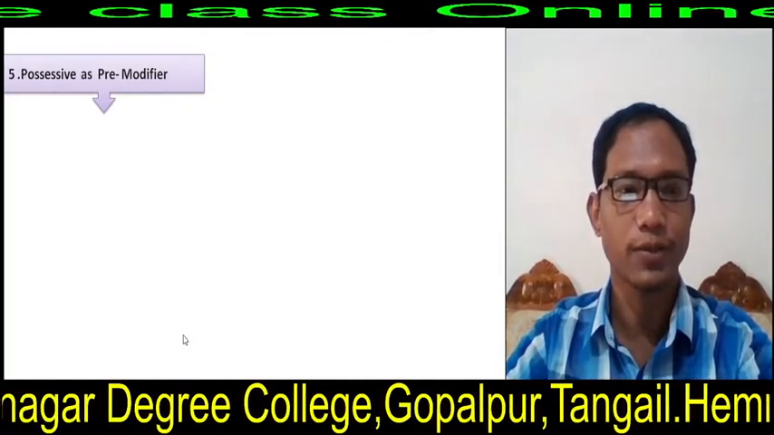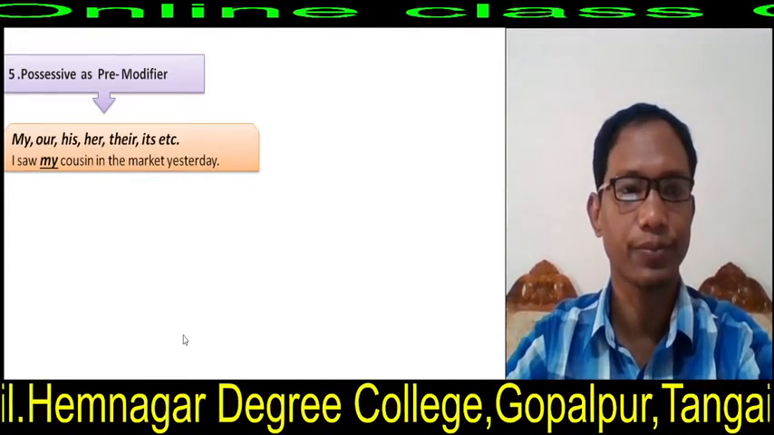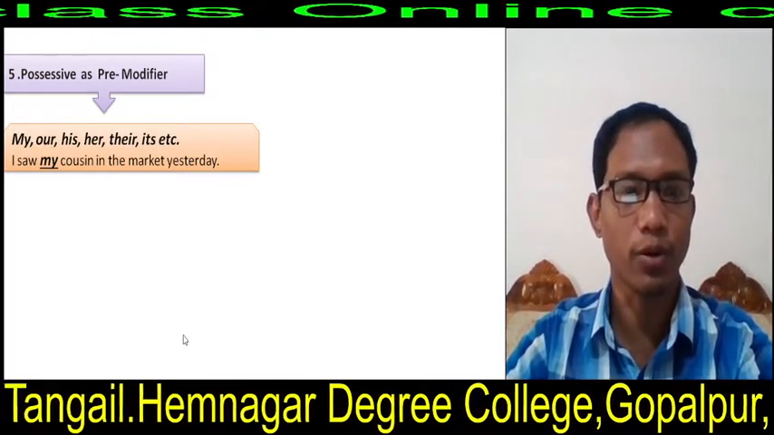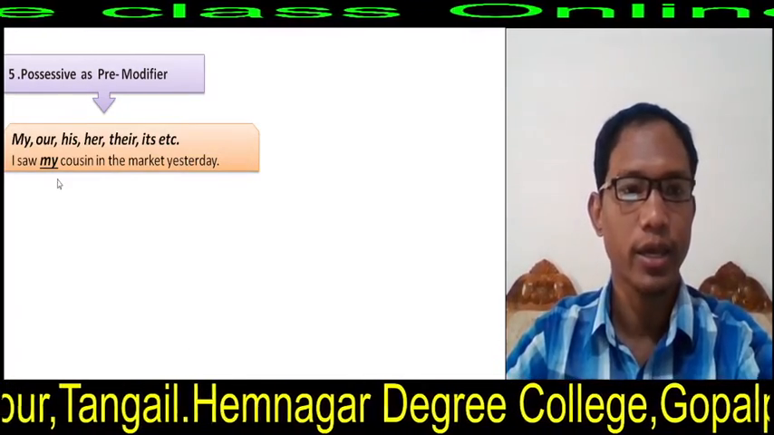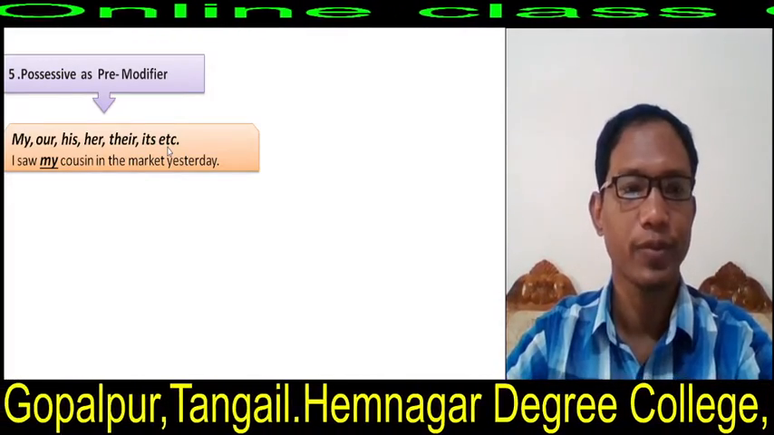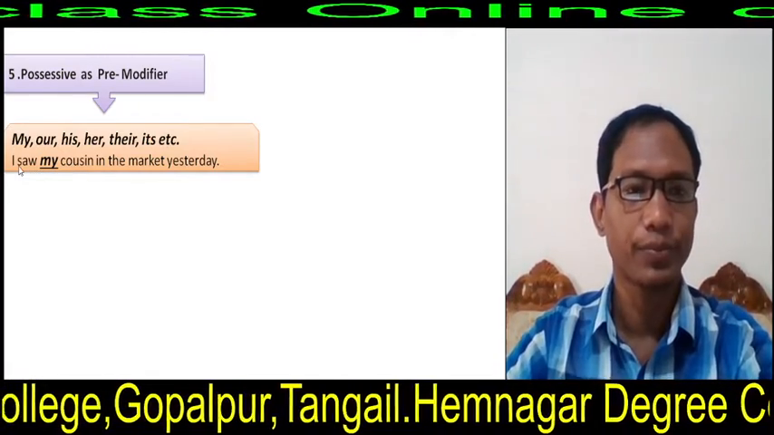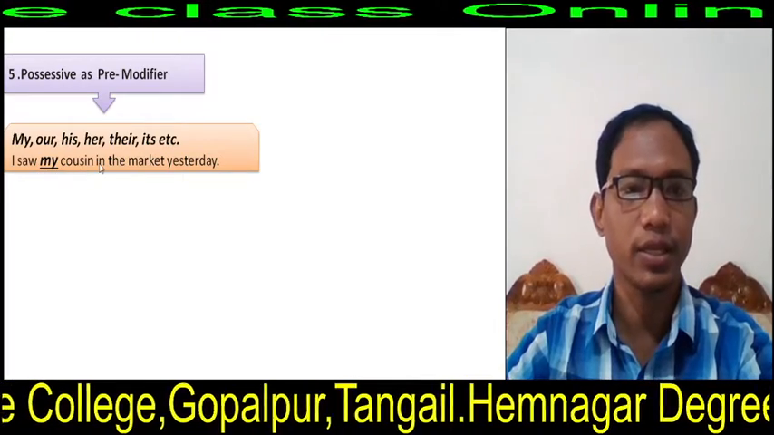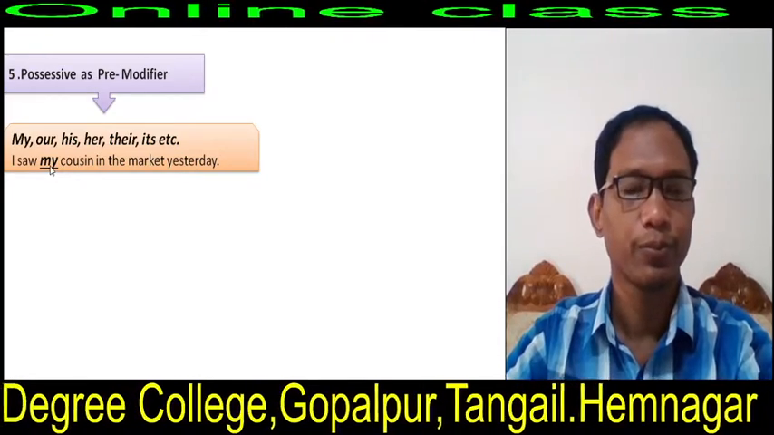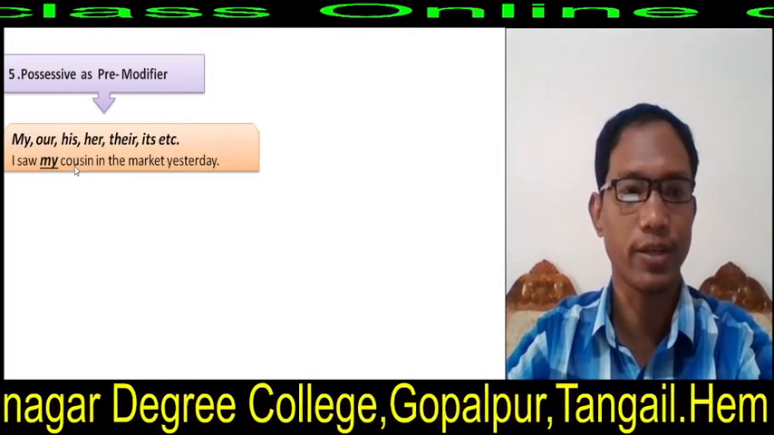Possessive as pre-modifier. Possessive refers to possession. Here we find some forms of possessive pronoun, possessive case: my, our, his, her, their, its, etc. They are possessive and they modify the noun. For example, I saw my cousin in the market yesterday. Here my is the possessive case of the pronoun I, and it modifies the word cousin.